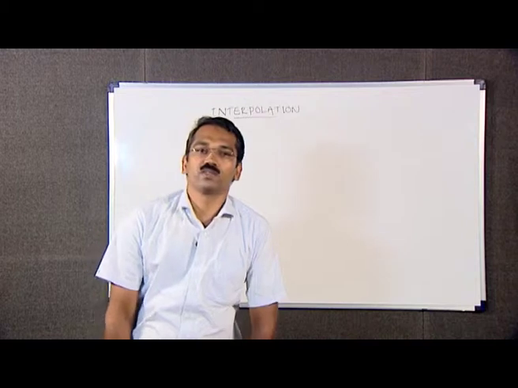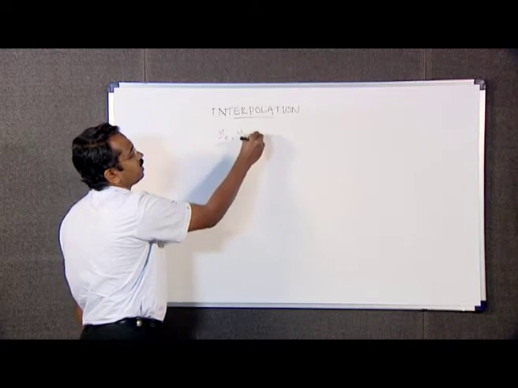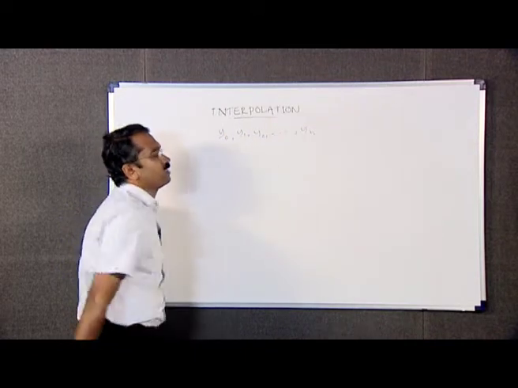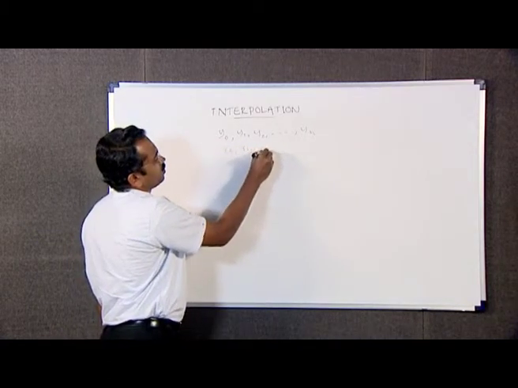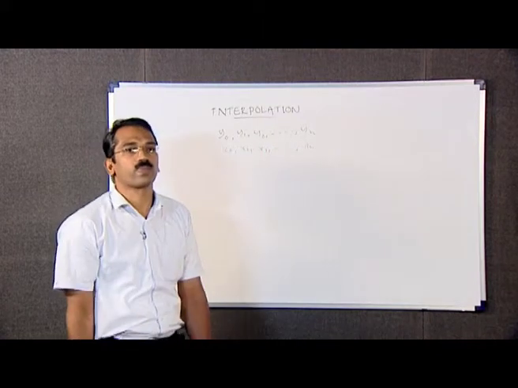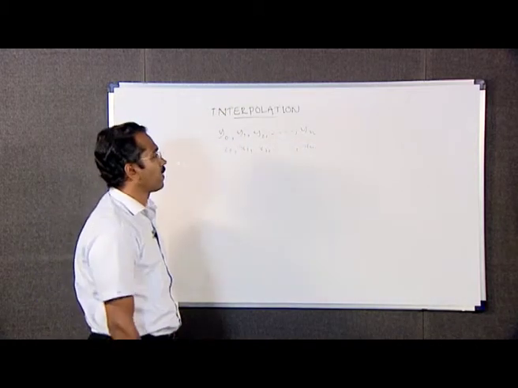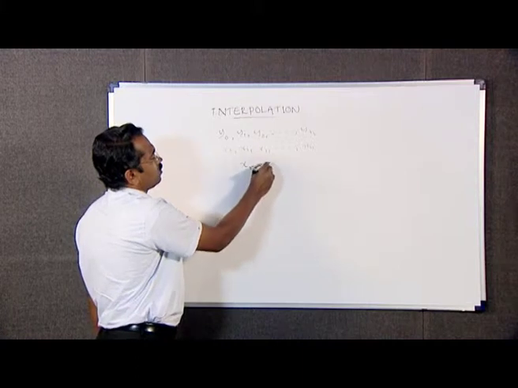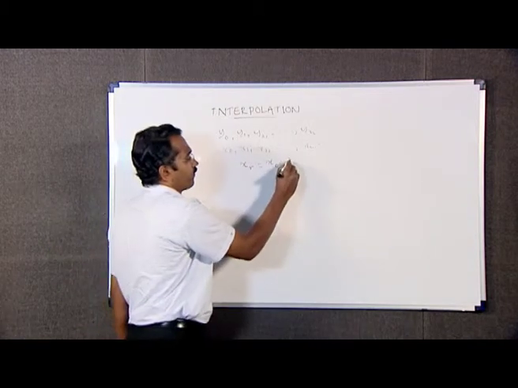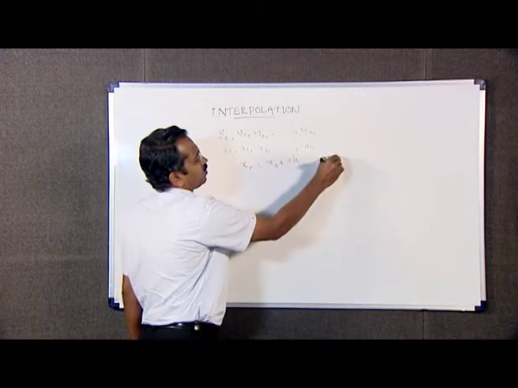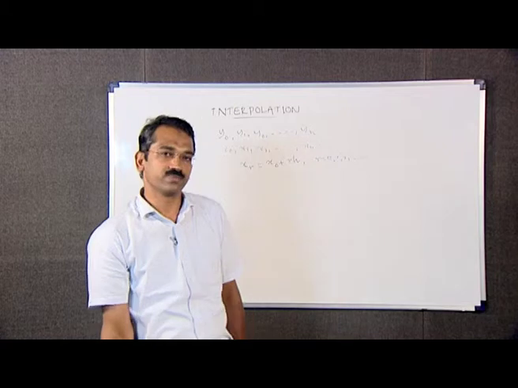Let y equal to f of x be a function which takes values y0, y1, y2, etc., yn at equally spaced points x0, x1, x2, etc., xn. That is, xr is equal to x0 plus r into h, where r varies from 0 up to n. h is the interval of differencing.